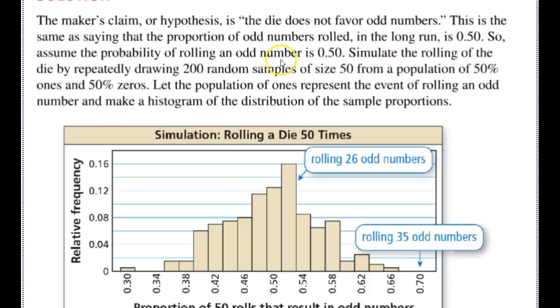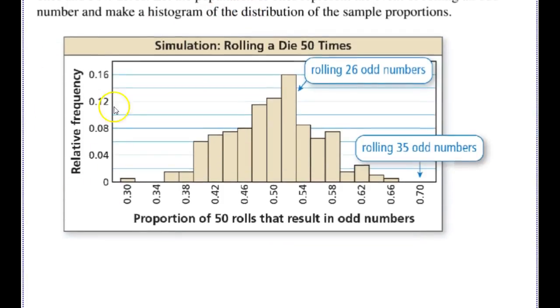So I'd simulate the rolling of the die by drawing 200 random samples of size 50 from a population of 50% ones and 50% zeros, right? So we're kind of looking at our successes and our failures. Let the population of ones represent the event of rolling an odd number and make a histogram. So here's my histogram. Again using my relative frequencies, the proportion of my 50 rolls that result in odd numbers, and then I can see where they fall out.